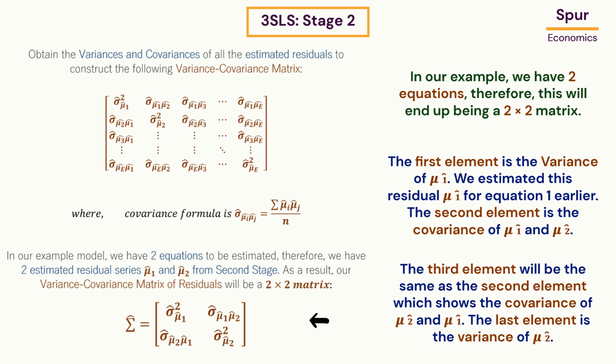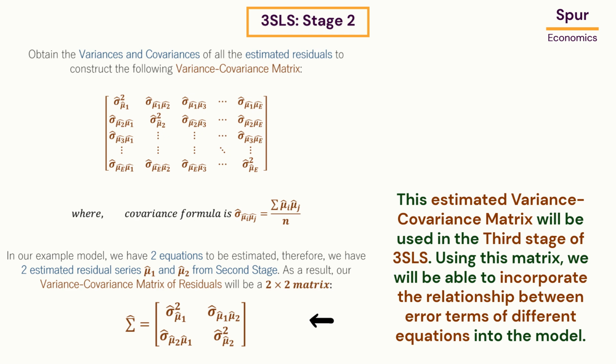The first element is the variance of mu1 cap. We estimated this residual mu1 cap for equation 1 earlier. The second element is the covariance of mu1 cap and mu2 cap. The third element will be the same as the second element, which shows the covariance of mu2 cap and mu1 cap. The last element is the variance of mu2 cap. This estimated variance-covariance matrix will be used in the third stage of 3SLS. Using this matrix, we will be able to incorporate the relationship between error terms of different equations into the model.